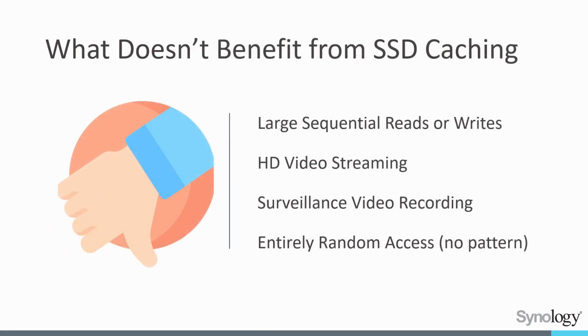What doesn't benefit from SSD caching? Anything that has a large sequential read or write, so HD video streaming or surveillance video recording, where those video streams are coming in continuously. Those do not benefit from SSD caching. Like I said, there's no pattern associated with that because it's new video coming in constantly. So anything that is entirely random access, also since there's no pattern there, you'll want to go with an all-flash array or something like that to get the best performance possible.